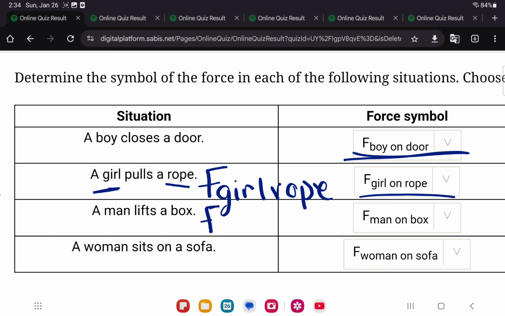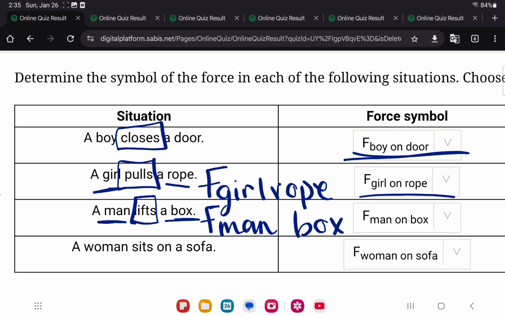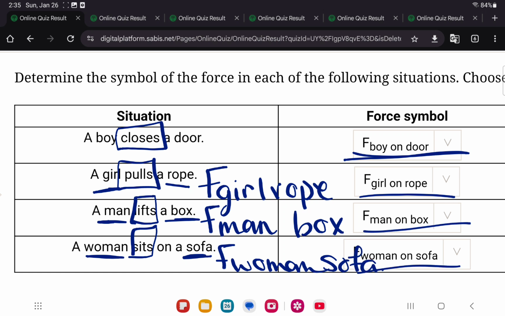And then F of the first thing, which is man, second thing, which is a box. That's the action, so that doesn't count as a thing. This is also the action, it doesn't count, and this is an action. So F of the first thing, which is woman. This is the force, or whatever the action, and this is the second thing. So sofa, this is the second object, and that's all of the answers.